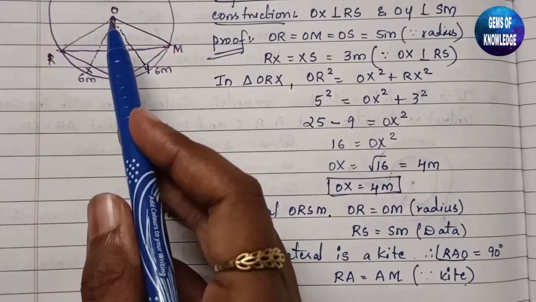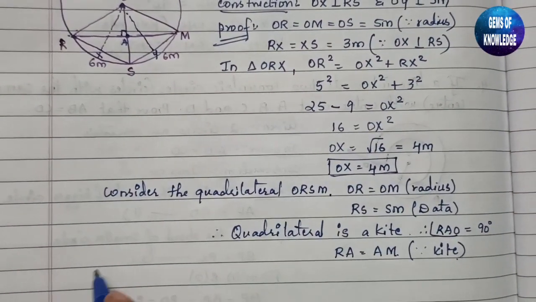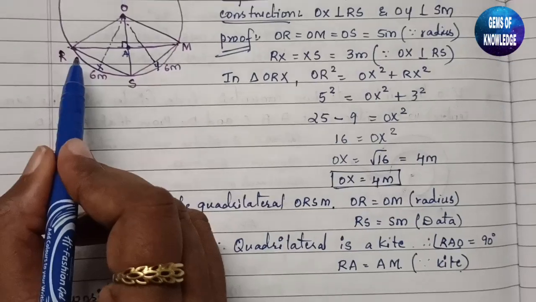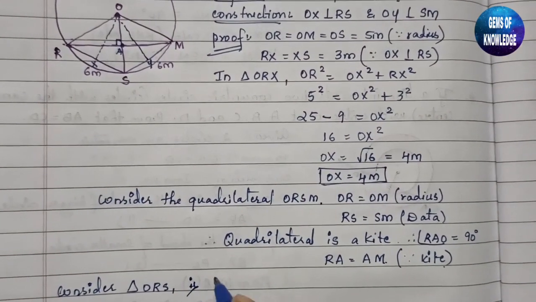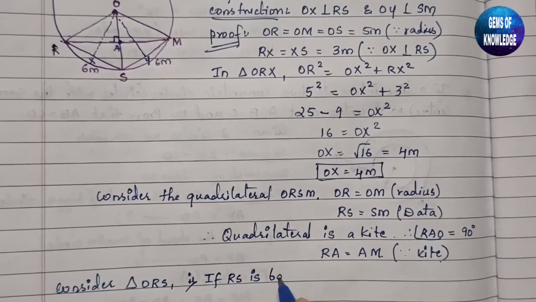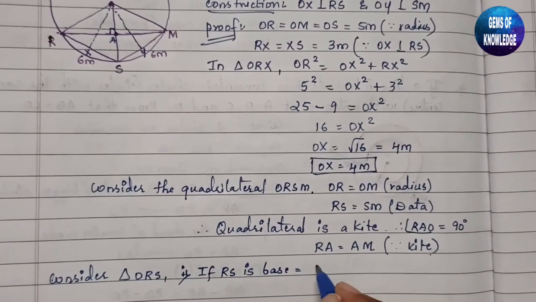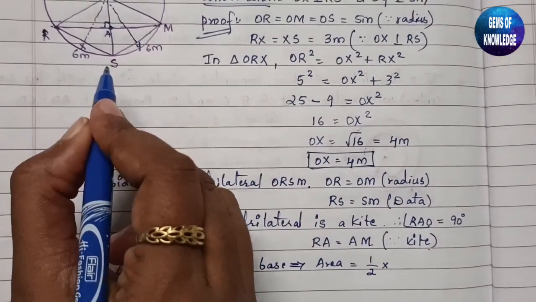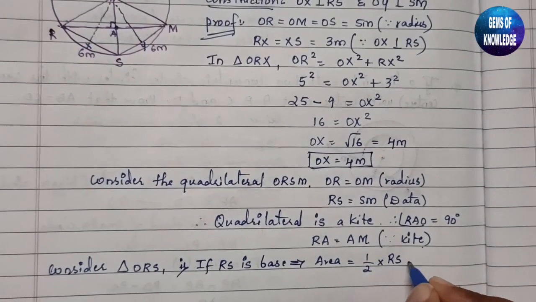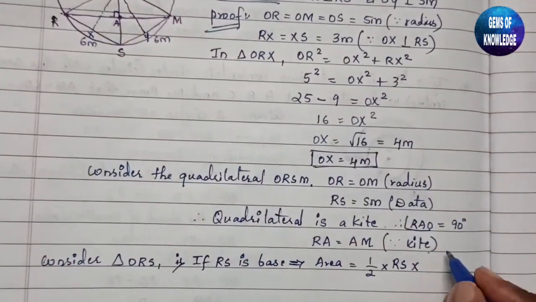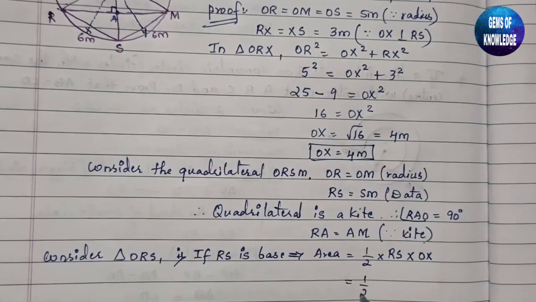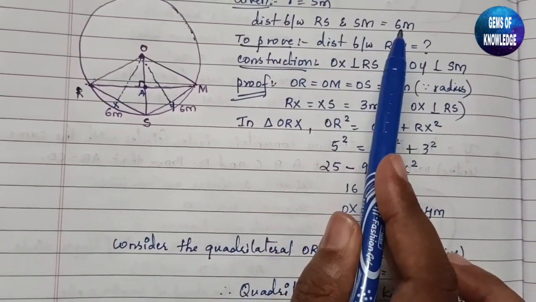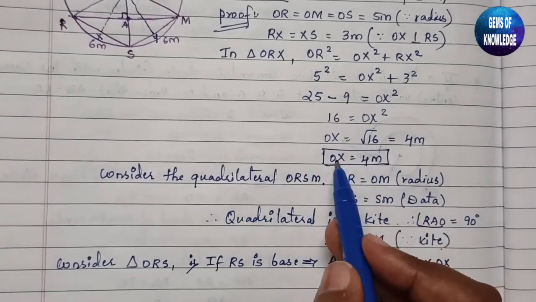Now we will consider triangle ORS. In that we will consider RS as the base. In the first case, if RS is the base, then area equals half into base into height. We have already taken RS as the base, and OX is the height. So substitute half into RS value. RS equals 6 meter, so 6 into OX, which is 4.